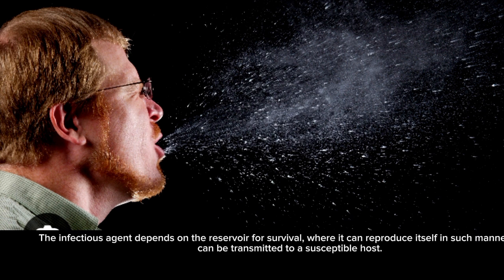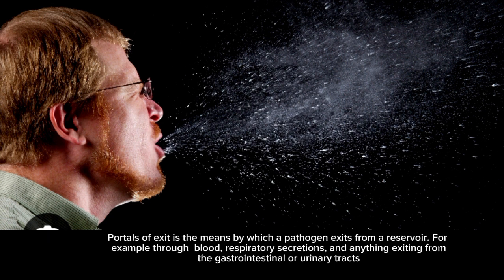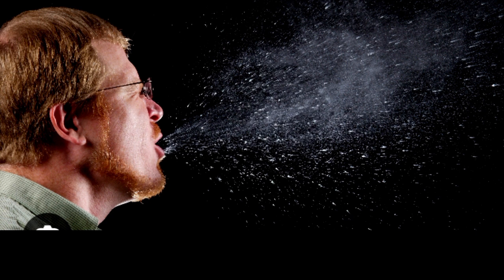The infectious agent depends on the reservoir for survival, where it can reproduce itself in such a manner that it can be transmitted to a susceptible host. Portal of exit is the means by which a pathogen exits from a reservoir, for example, through blood, respiratory secretions, and anything exiting from the gastrointestinal or urinary tracts.